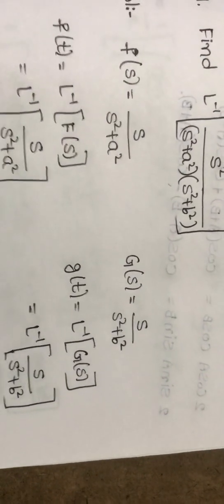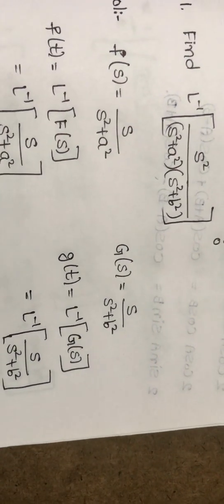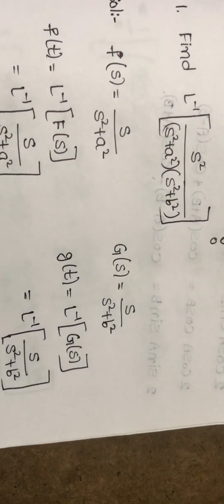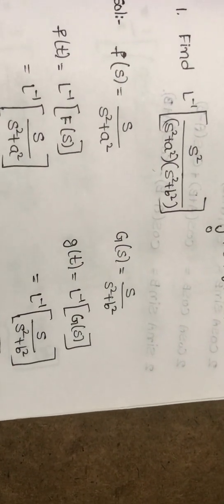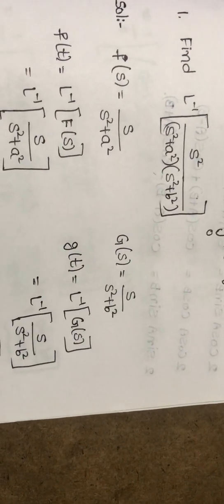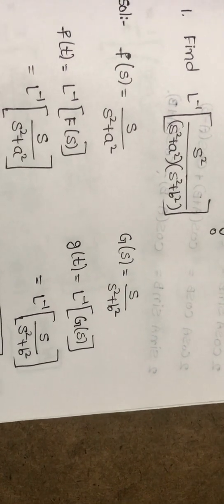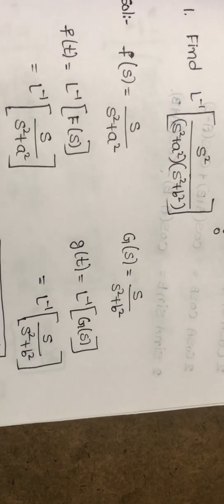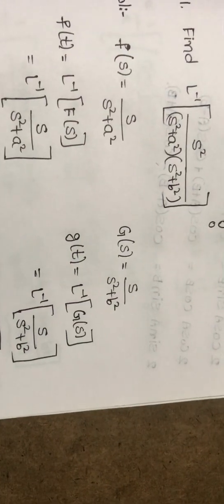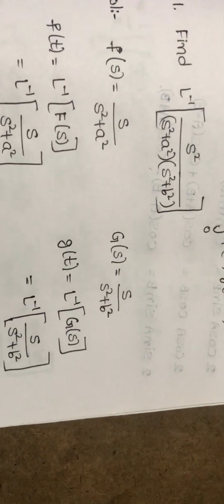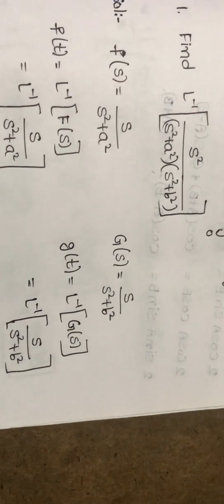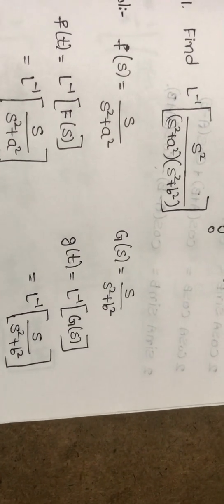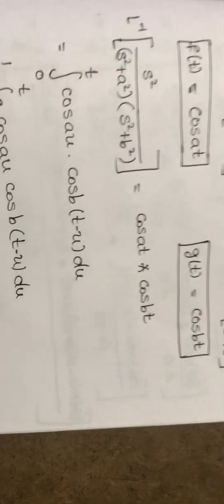Here F(s) is equal to s by (s square plus a square) and G(s) is equal to s by (s square plus b square). Let us find f(t) and g(t). f(t) is equal to Laplace inverse of F(s). We substitute F(s), that is s by s square plus a square, in this formula. We get f(t) is equal to cos at and g(t) is equal to cos bt. Later on, we should apply the Laplace inverse formula.